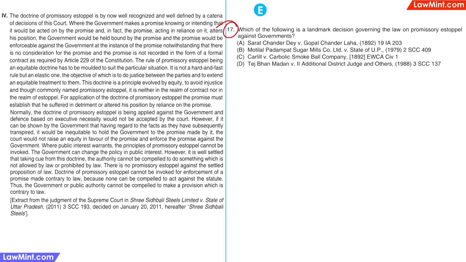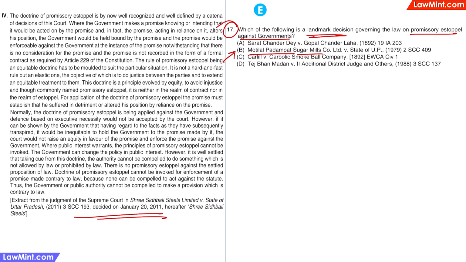Question number 17 is a completely external question, which requires you to be aware of some landmark cases on promissory estoppel against governments. The correct answer here is option B, that is the Motilal Padampat case. This is not a contextual question because this case is not mentioned in the source judgment from where this passage has been taken. There are several other cases mentioned in the judgment, but not the answer to this question.